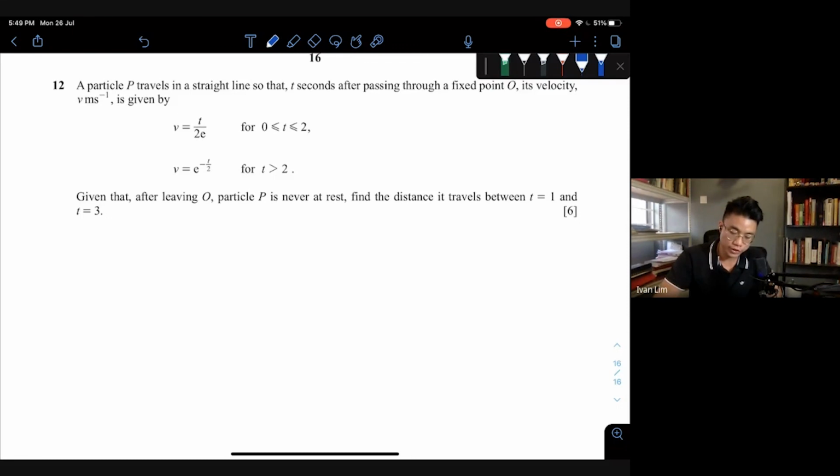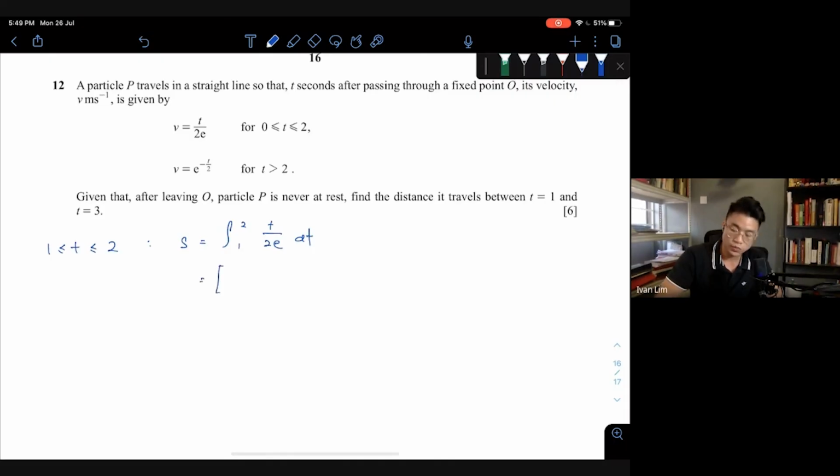So we want to find 1 to 3, right? From 0 to 2, we follow the first motion. So for the first one, 1 to 2, we can straight away find the distance. Distance is you just integrate your v value. You don't have to find what the s is by using indefinite integration. You can just straight away use definite integration. This will be the fastest. So integrate from 1 to 2 of t over 2e dt. This will be your first 1 to 2 seconds.